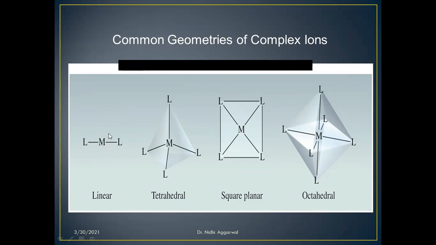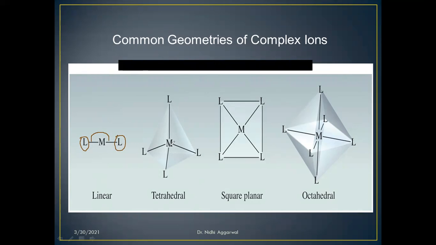The first one is a linear geometry. In this linear geometry, there are two ligands. This is the first ligand and this is the second ligand. The metal has two ligands, that is, its coordination number is 2. So it adopts a linear geometry with an angle of 180 degrees.